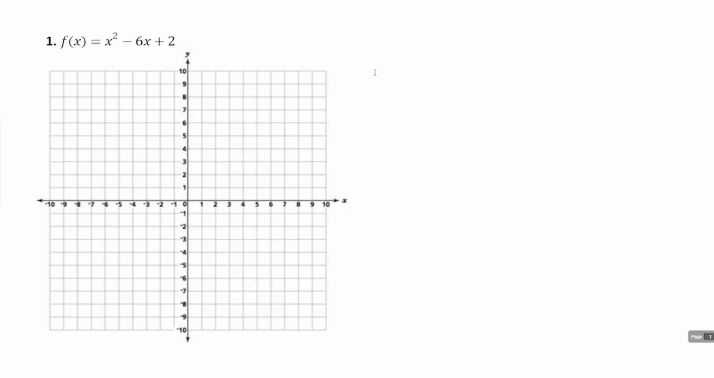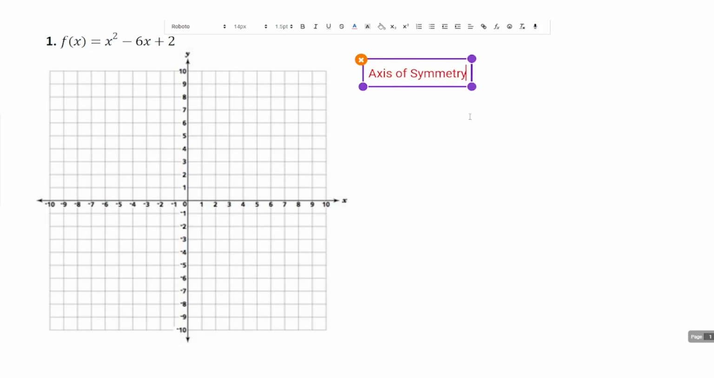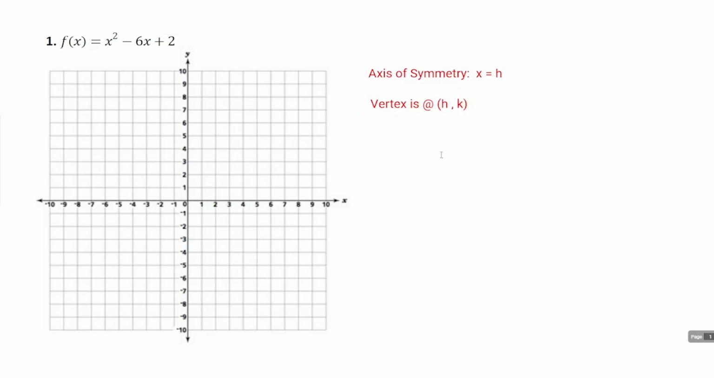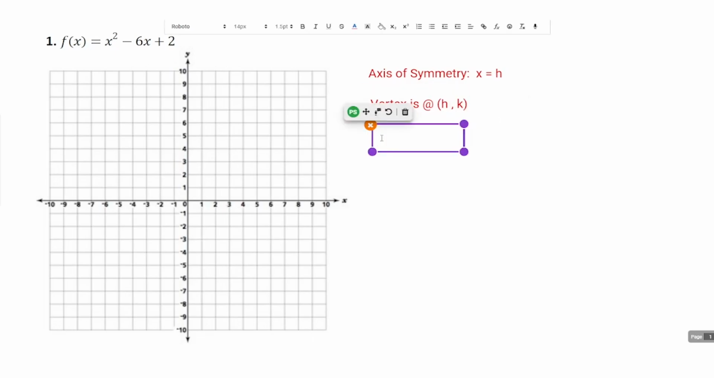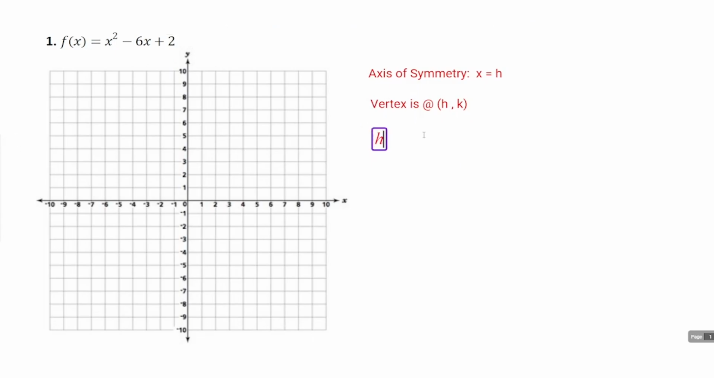So first I'll find the axis of symmetry, which is going to be the first part of finding the vertex. It's x equals whatever that h value is. And we can use that same h value for the vertex as well. So I'll just say vertex is at h comma k. Okay, so we'll just start with that. So let's go ahead and calculate h. H is going to be negative b over 2a.